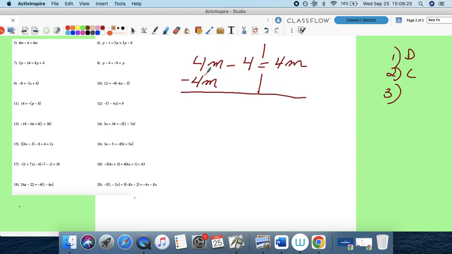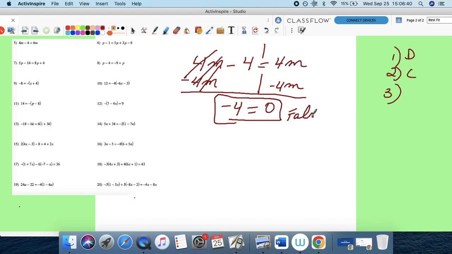If I do minus 4m on this side, I must do minus 4m on this side. This becomes 0. Negative 4 is the only thing left over on the left side. And 4m minus 4m is just 0. Notice that this statement here is a false statement. Negative 4 is definitely not equal to 0. So if you ever get to this, this will mean that there is no solution.